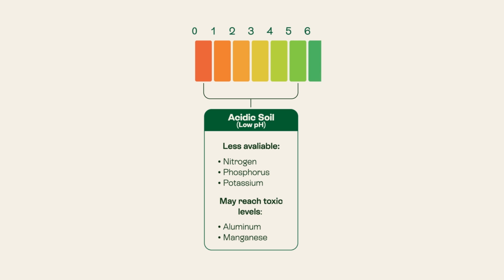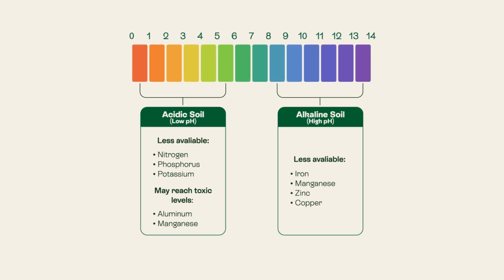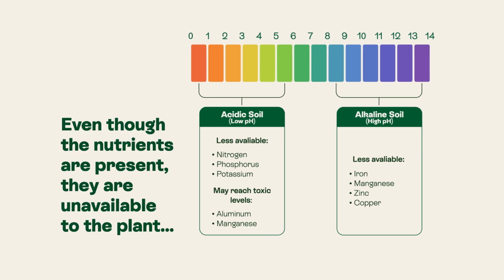In strongly acidic soils, nutrients like nitrogen, phosphorus and potassium can become less available, while elements like aluminium and manganese may reach toxic levels. In alkaline soils, micronutrients such as iron, manganese, zinc and copper become less available, which can lead to deficiencies even if the nutrients are present in the soil.